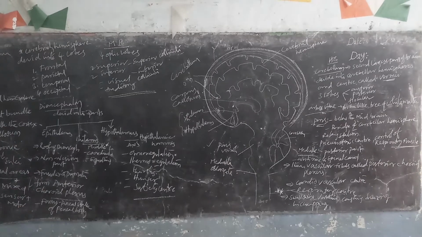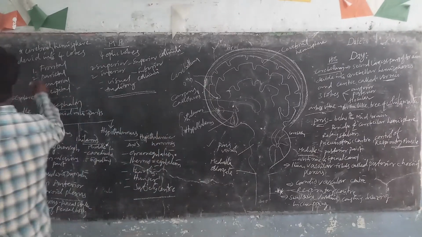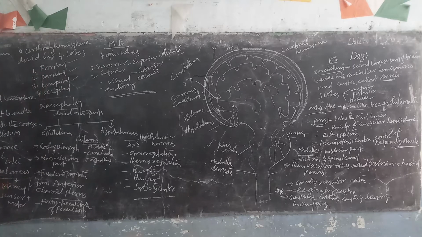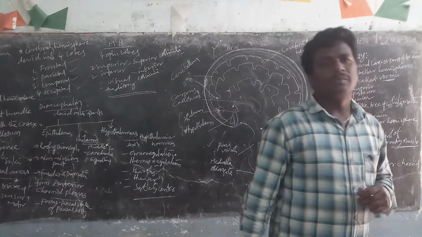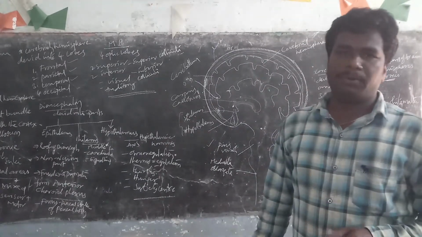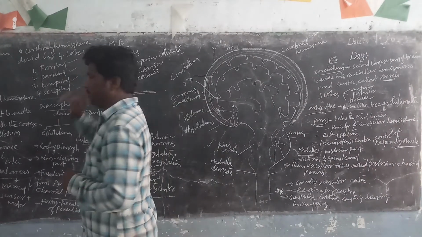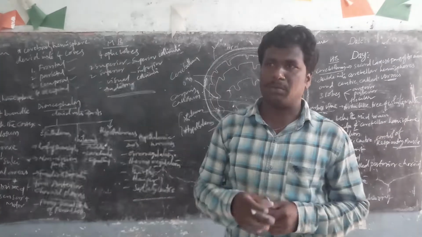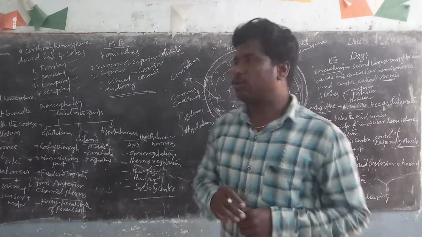Then the cerebral hemispheres are divided into four lobes: frontal, parietal, temporal, occipital. These lobes are useful for different types of functions: auditory, visual, intelligence, forgetting, memory. These types of functions are done by these lobes.